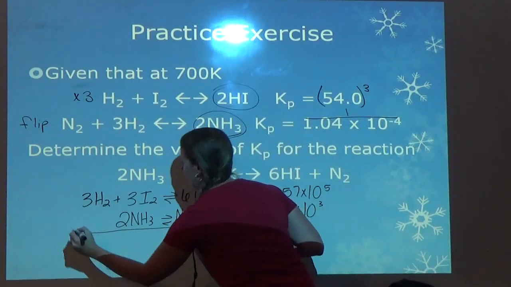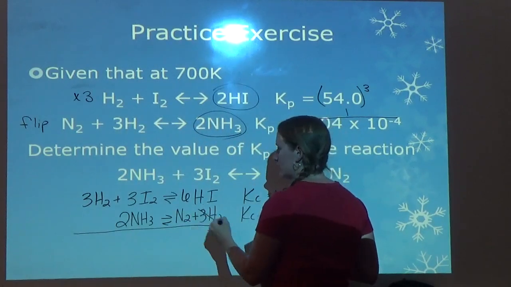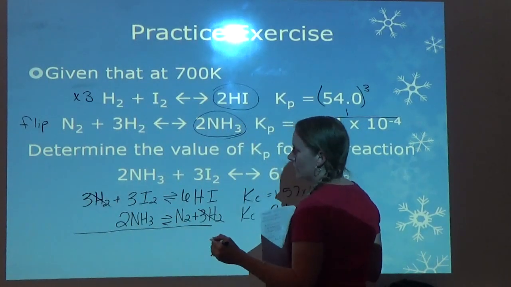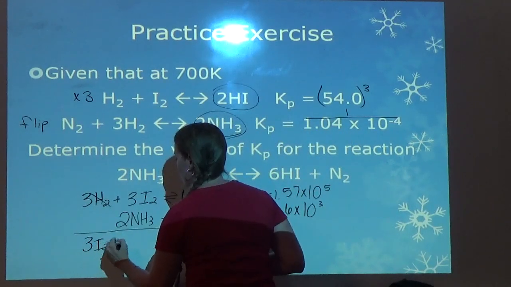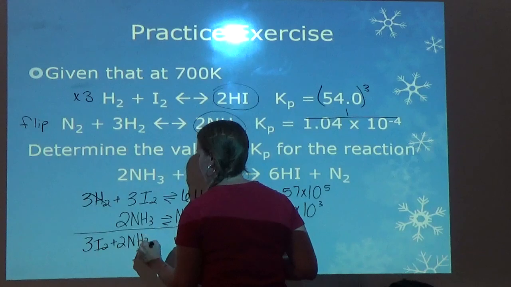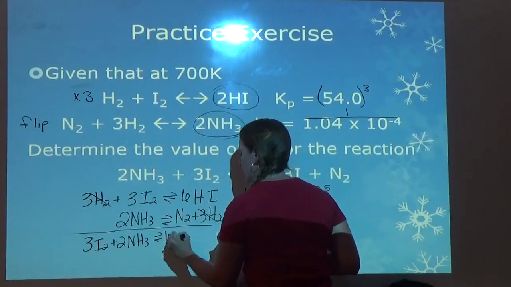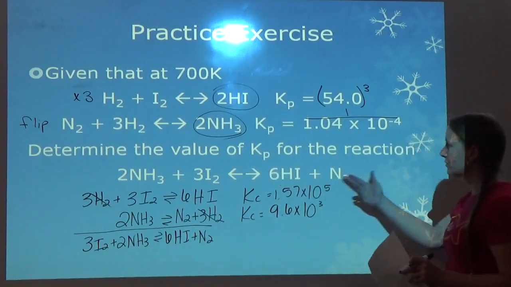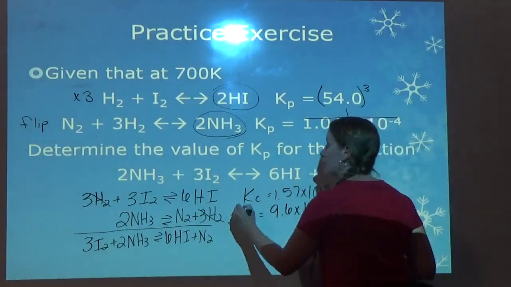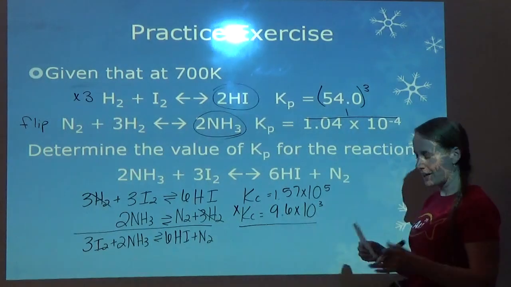So then I add my reactions. Let me go ahead and cancel so I can see my 3H2's cancel. And that's it. So I write what I have left. So I have 3I2 and 2NH3. I have 6HI. And I have an N2. And that's the reaction that I want. And so again, I don't add the K's, I multiply the K's.